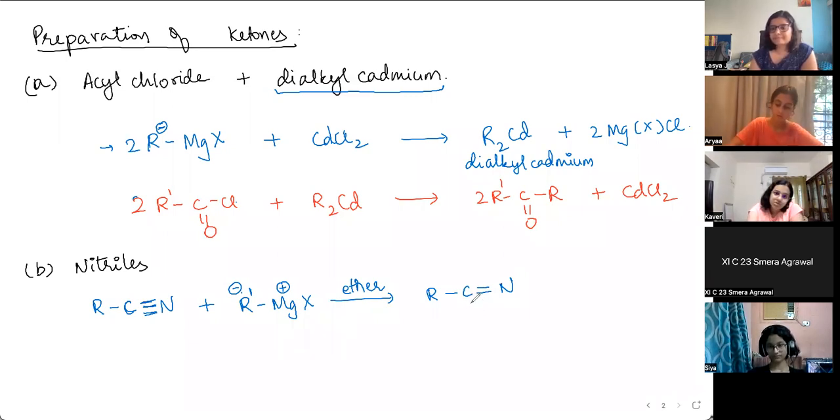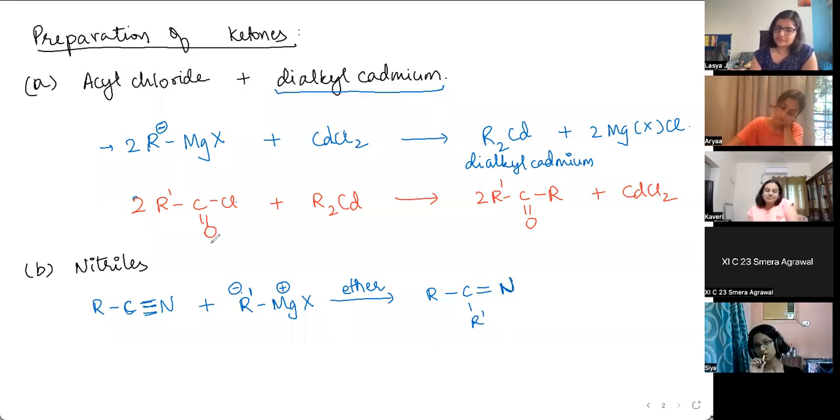You figure it out. R will be added to carbon and MgX will be added to nitrogen. That's it. Nitrogen is more electronegative, so the positive part is added to nitrogen. So this becomes NMgX.